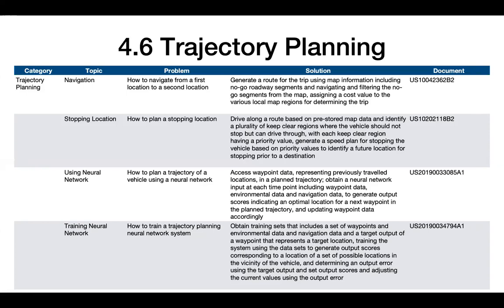Last one here, obtain training sets that include a set of waypoints and environmental data and navigation data and a target output of a waypoint that represents the target location. So here we're actually just training the system how to use these data sets to generate these output scores from the set of possible locations and determine the output error from using that training set. So one, you have the neural network for doing the strategy. The other, you have how to train that neural network to carry out that strategy better.